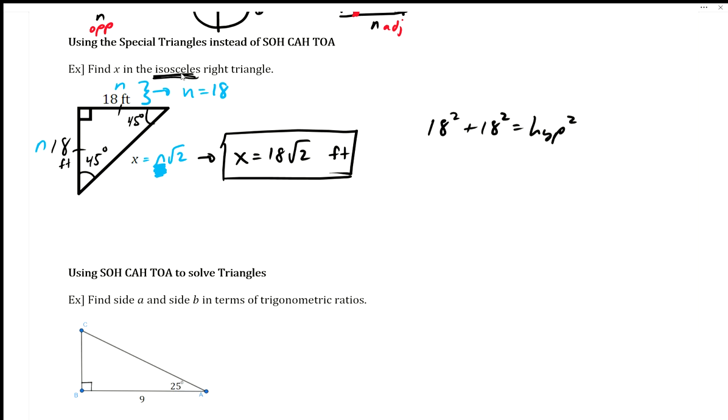Instead of doing the Pythagorean theorem, 18 squared plus 18 squared equals the hypotenuse squared, we did it much faster. If you want to double check, hypotenuse is x, and this will eventually show that it's the same. Okay, so that's real nice. It's just setting up your special ratios and continuing to solve.